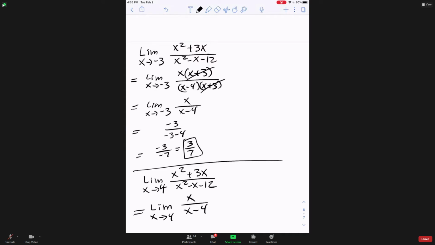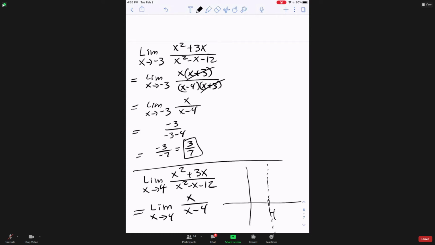Now, the problem is we didn't get rid of the factor of x minus 4. We still have an x minus 4 in the denominator. So when you plug it in, it's still a 0 in the denominator. We're going to cover this in a later section. When you have an expression simplified and it's still a 0 in the denominator, there's a vertical asymptote there. So at x equals 4 right here, there's a vertical asymptote. And we're going to cover this in a future section.